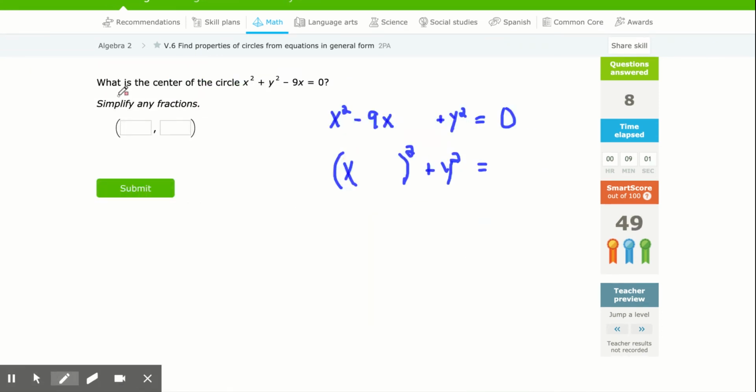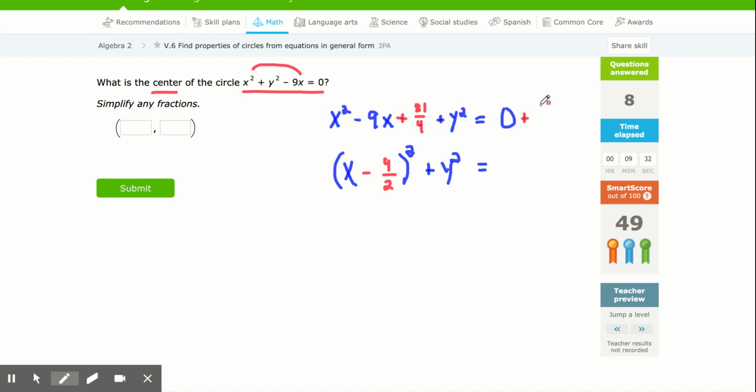In this problem, we're asked to find the center. So again, we need to take this equation that's written in general form and write it in standard form. So what I did again is I grouped the x terms together. I'm going to complete the square. So I'm going to take half of 9, which is going to be a 9/2 or 4.5, but I like to do fractions. I'm going to square that to give me this missing term here, which is going to be 81/4.